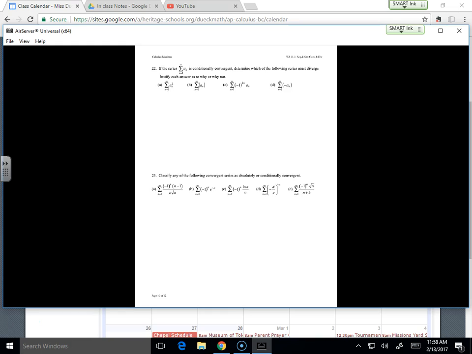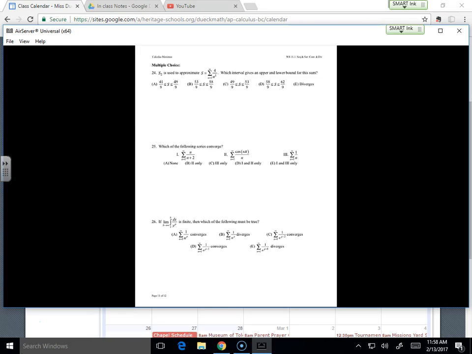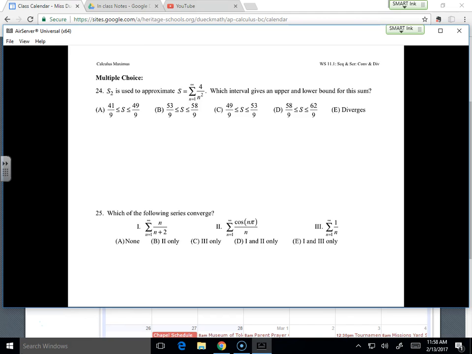Next one was 24. Well, first of all, we have to figure out who s sub 2 is, right? So s sub 2 is equal to 4 over 1 plus 4 over 2 squared, which is 4 over 4, which is 1.